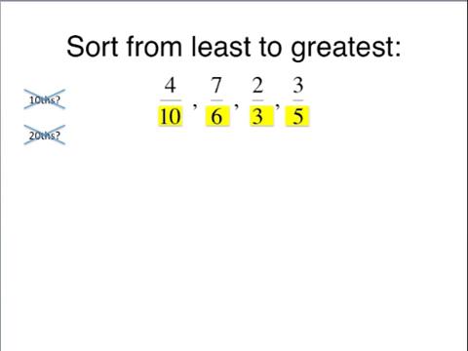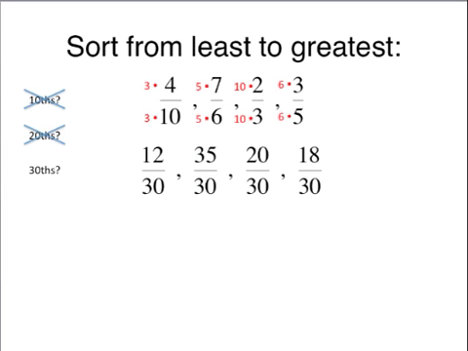How about 30ths? 30ths will work. If we multiply 10 by 3, 6 by 5, multiply the 3 by 10, and multiply the 5 by 6, we can turn these all into 30ths. Turning them all into 30ths allows us to easily compare 12, 35, 20, and 18.